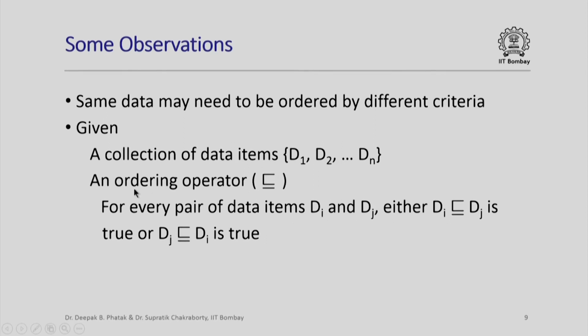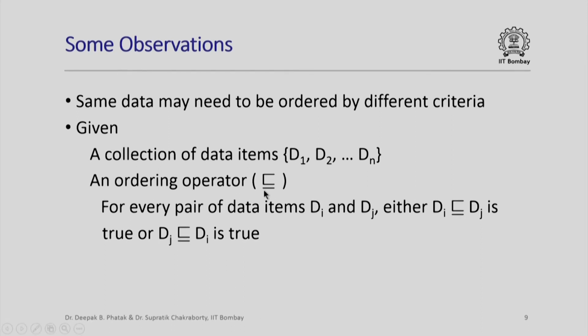So here I have described it abstractly by saying that we are given an ordering operator such that for every pair of data items di and dj, either di is ordered with respect to dj in this way, or dj is ordered with respect to di in this way. So this is also called a total ordering, and what we are saying is that given a collection of data items and given an ordering operator which actually gives for every pair of data items which is ordered before what, we are now required to rank or sort these data items according to this order.